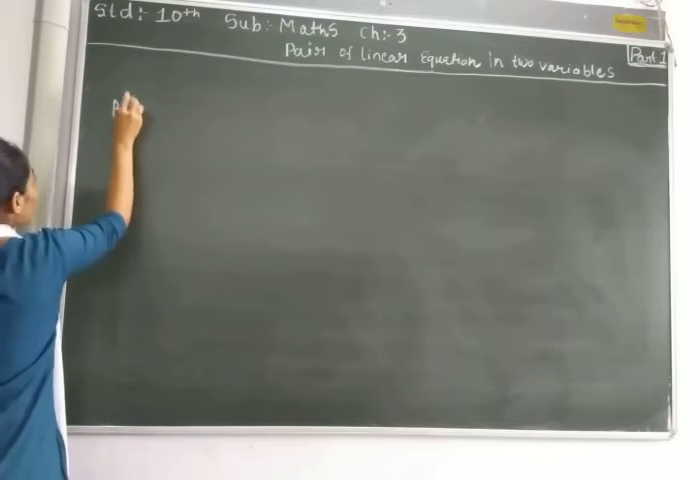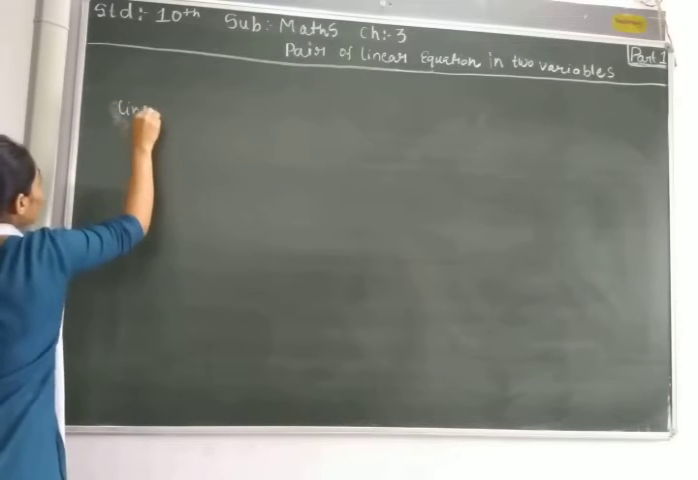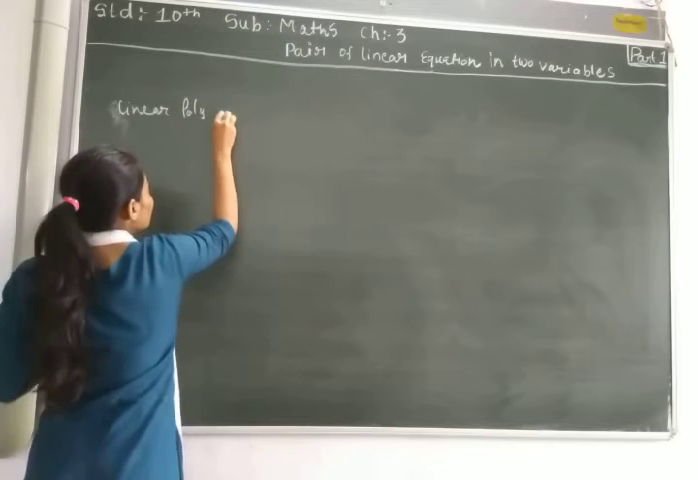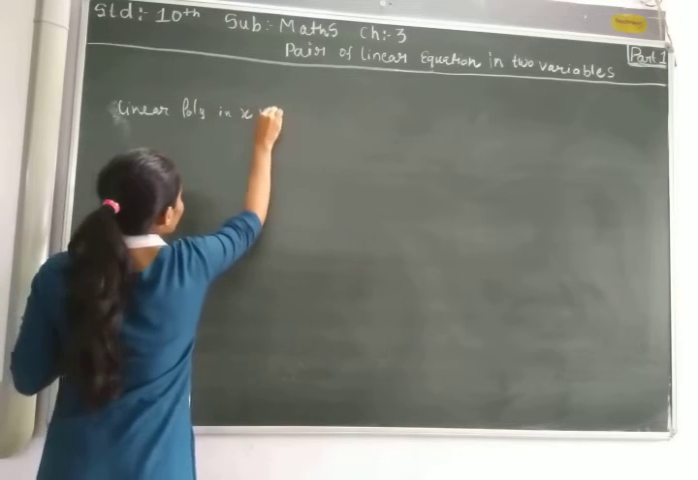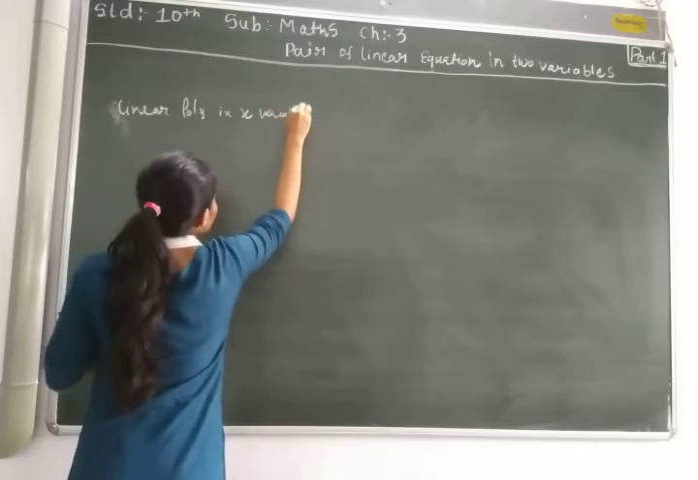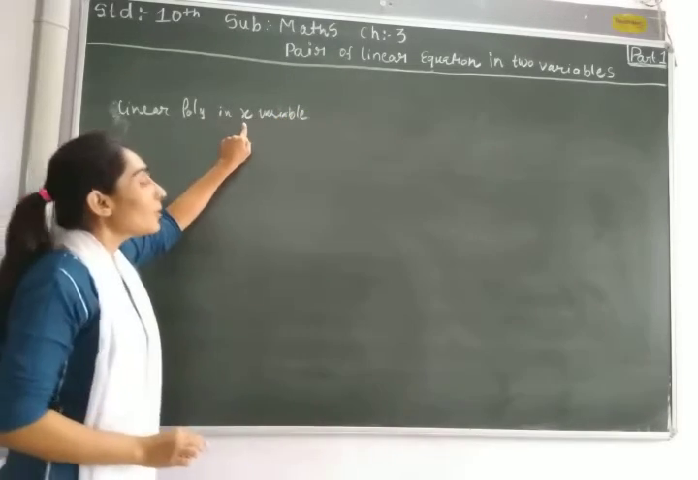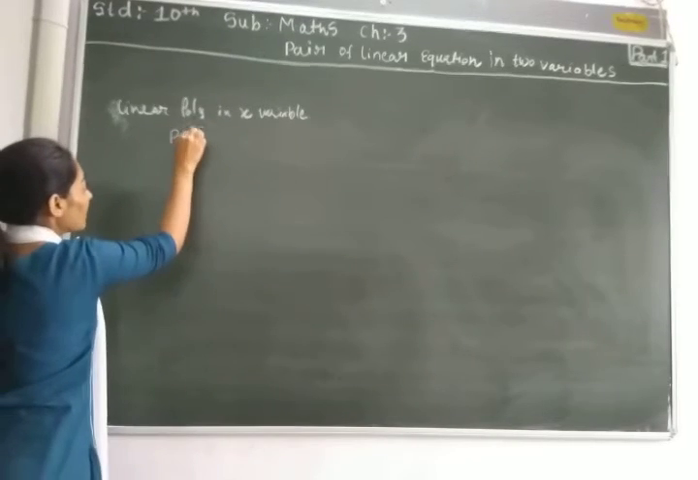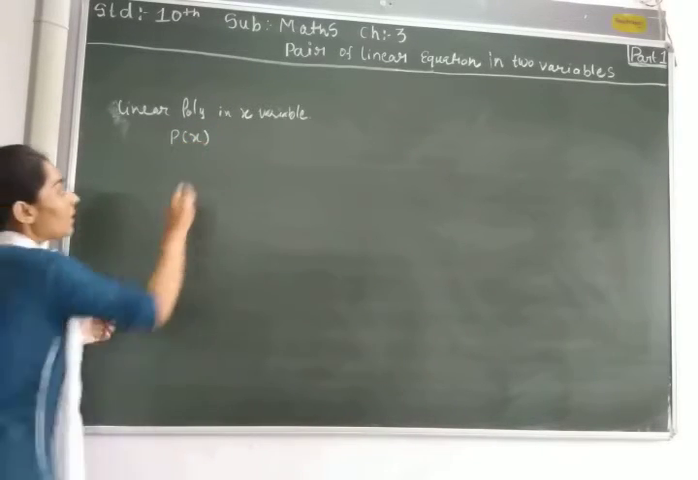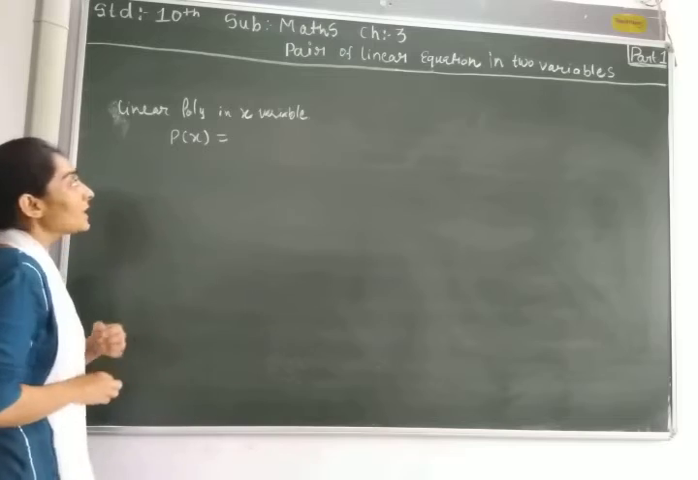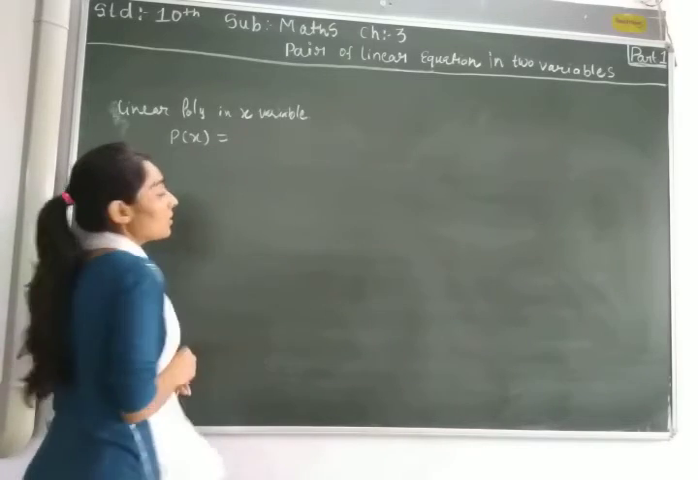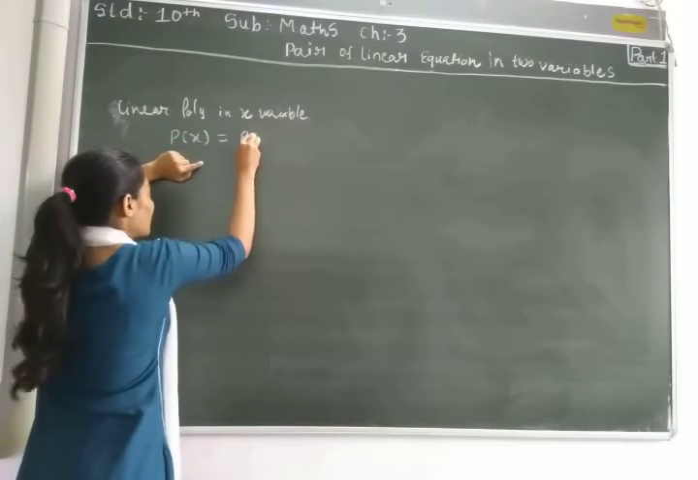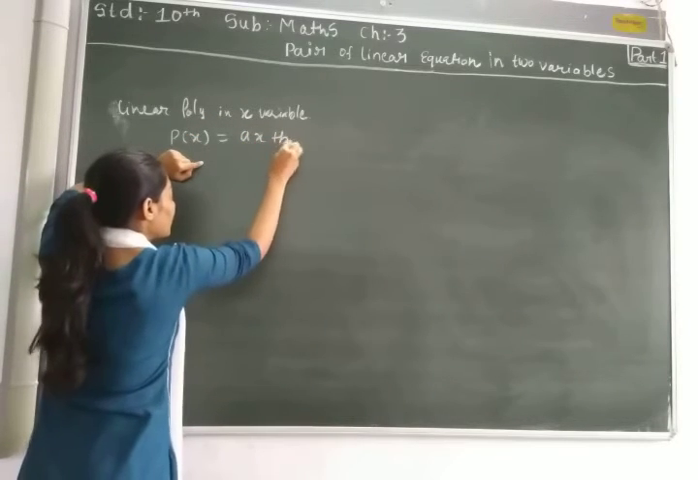So, a linear polynomial in x variable. There is only one variable which is my x. How can we write that one? P of x. What is the general formula of a linear polynomial in one variable, that is by only one variable? So that is ax plus b.